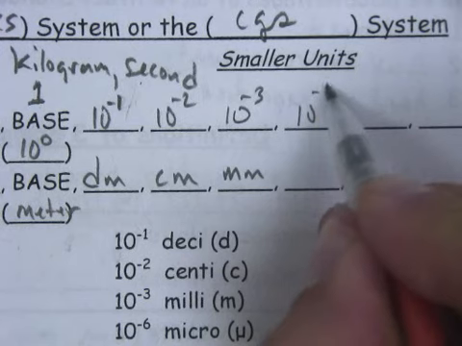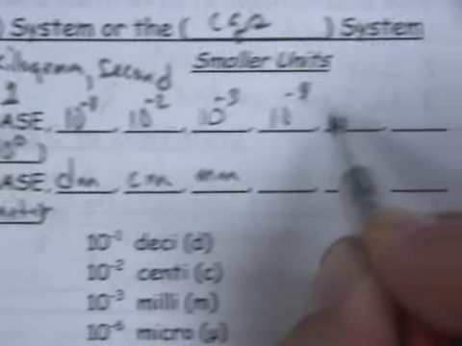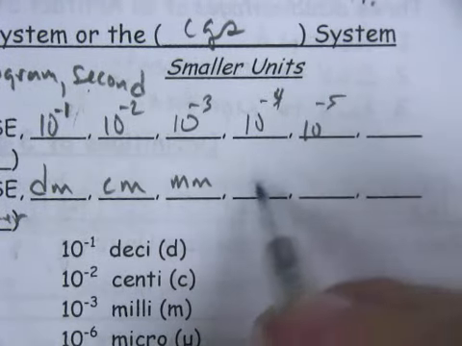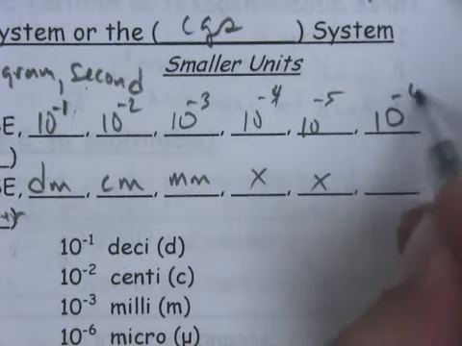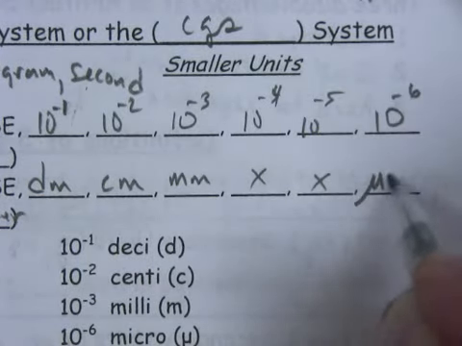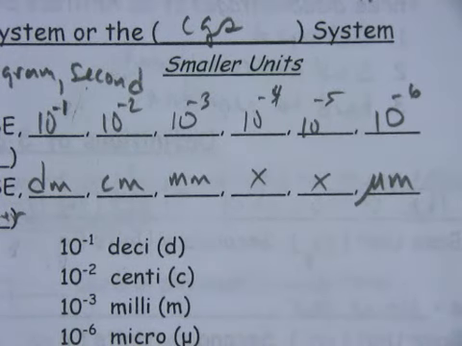10 to the minus 4th and 10 to the minus 5th don't have prefixes that I know of, at least. And then 10 to the minus 6th is going to be micro. Micro is abbreviated with the Greek letter mu, a Greek letter that looks like a U with a little tail on the front of it.